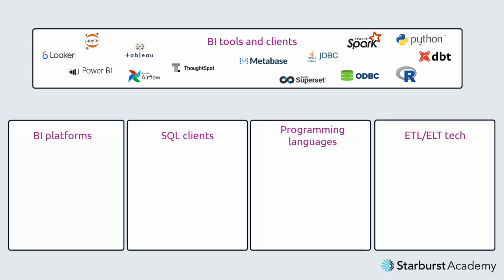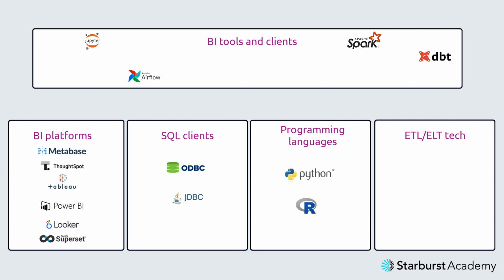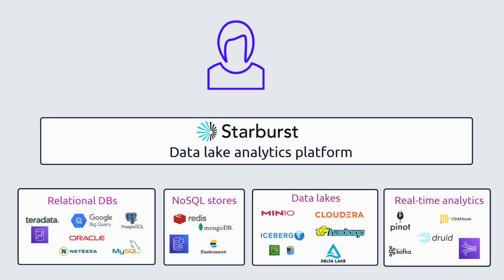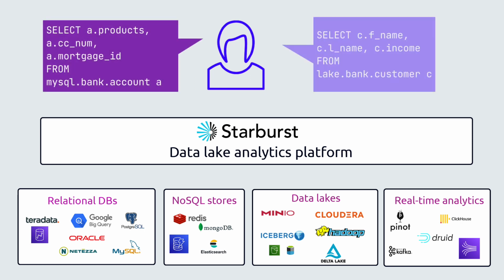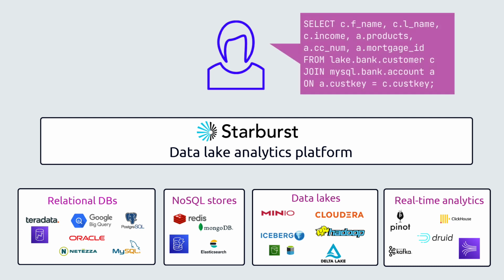But our connectivity ecosystem also includes the easy consumption of data, with integrations and support for numerous leading BI platforms, SQL clients, programming languages, and ELT/ETL technologies. Starburst lets you query all the connected data sources with the most widely used and best supported query language, standard SQL. You can even query multiple data sources with the same query. All of these queries access data at the source. There is no need for ETL processes, but we support those too.